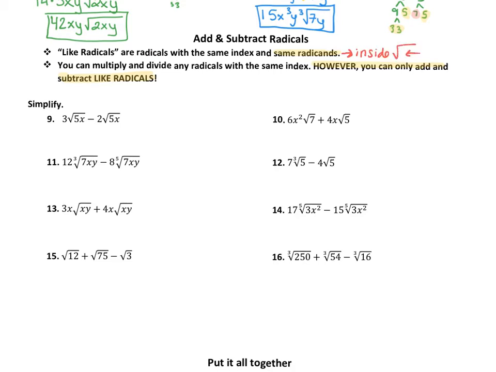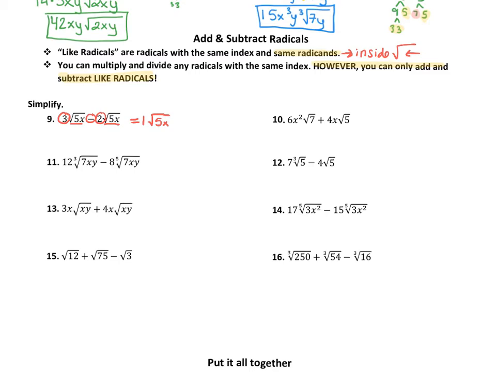So it's what's underneath. If we're looking at number 9, I have both square roots, and they're both the square root of 5x. Now we're just going to treat this like a variable. So basically I'm just going to do 3 minus 2, and I'm going to get 1 square root of 5x. I don't subtract anything that's underneath the radical. That's just going to stay how it is.